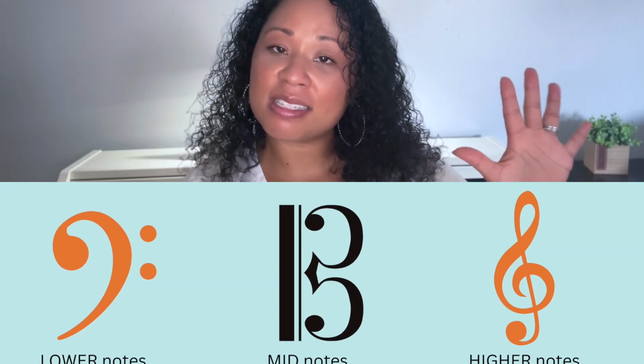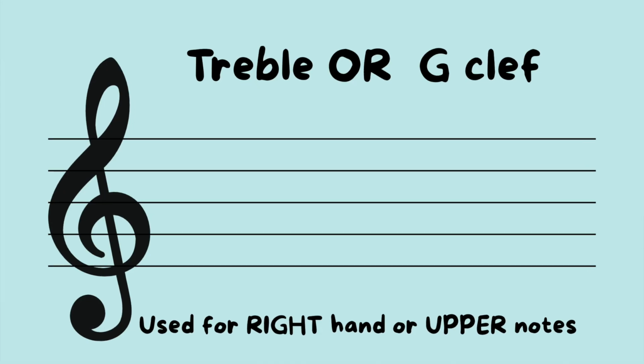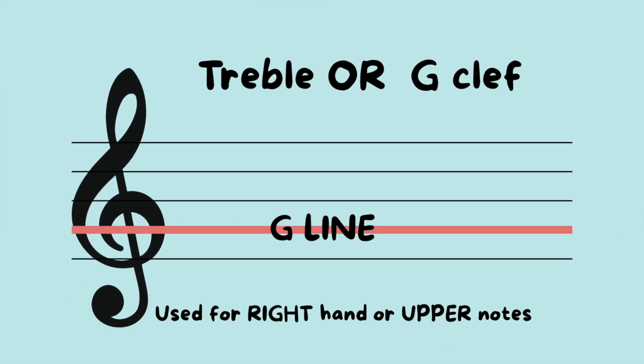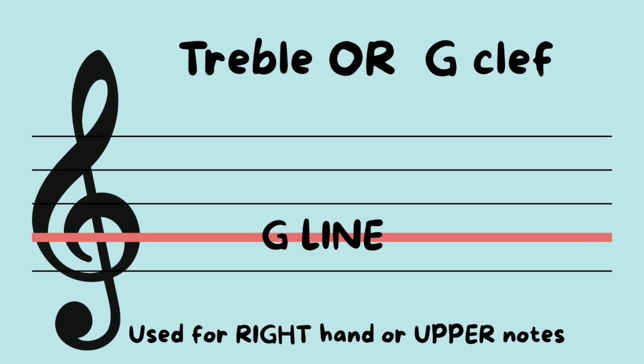For piano, we're going to be focusing on just the bass clef, which is your left hand, and the treble clef, which is your right hand. The treble clef, or G clef, is played with your right hand. The swirl of the clef wraps around the G line, which is why we also call it the G clef.